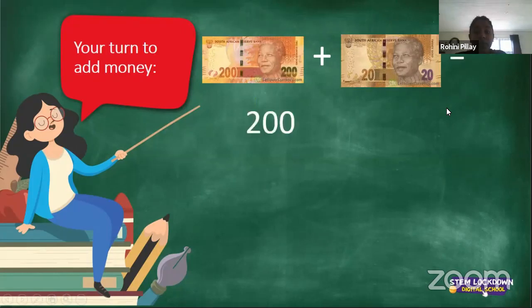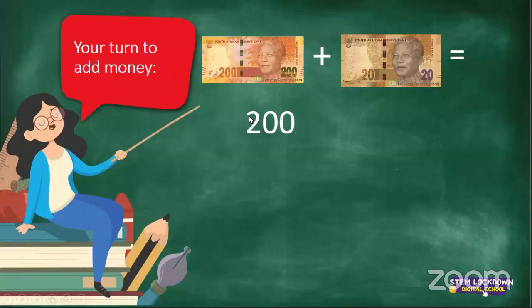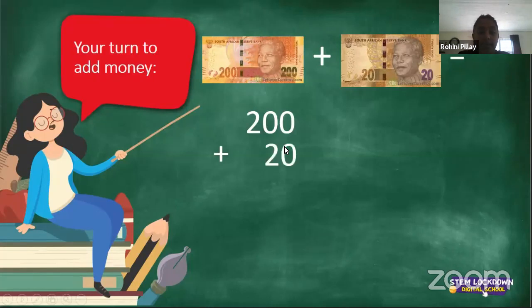Right, grade 2s, remember, you need to be very quiet because there are also other children who are trying to listen and learn. If you want to talk, you raise your hand and then I'll unmute you to listen to the answer, or if you have a question. Right, let's do the sum together. We're adding 200 rand plus 20 rand.